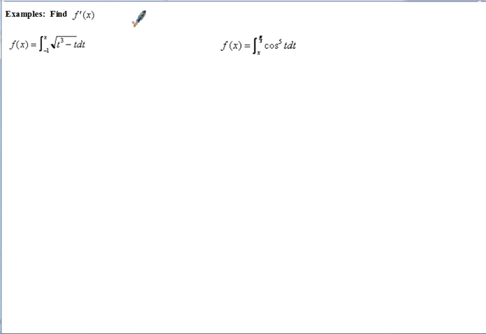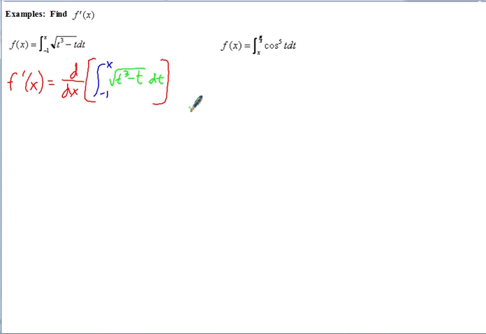So find f prime of x. Now this function is defined as a definite integral, so a little different there. So f prime of x would be the derivative of this definite integral from -1 to x of the square root of t cubed minus t dt. Whenever you have the derivative of an integral, you want to think, let's see if this fits the second fundamental theorem, because oftentimes the actual function in here is either very difficult or impossible to integrate by hand. So let's see if this fits it.